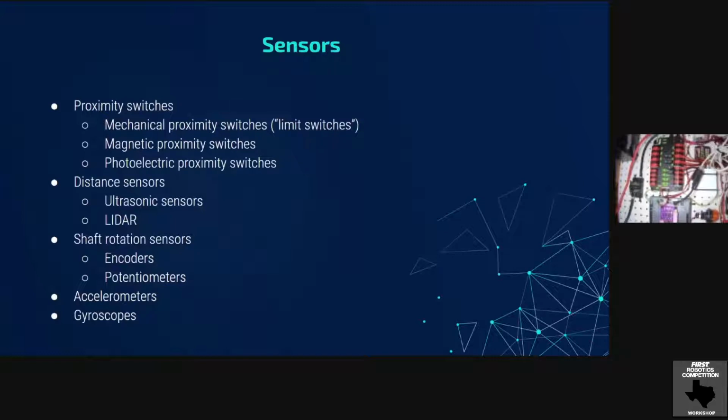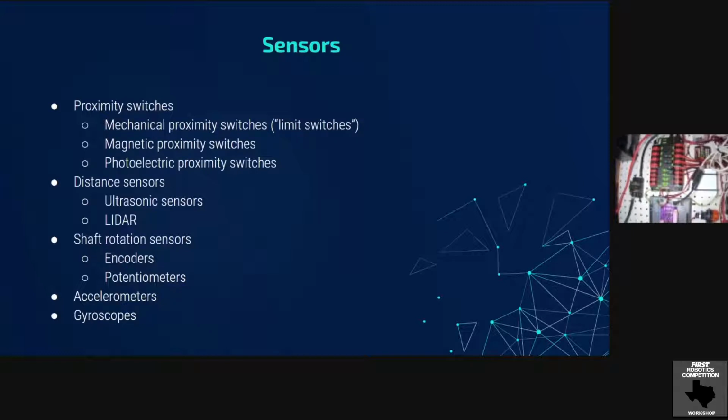You've got your magnetic or photoelectric proximity switches, which can usually tell you if something's very close to them. Then you've got your distance sensors. So LiDAR, which is laser detection. Don't know a lot of teams that use that, but I do know that 4-time world champion, I think, 254 Cheesy Poofs uses LiDAR on their robot. That's about my extent of knowledge about LiDAR.